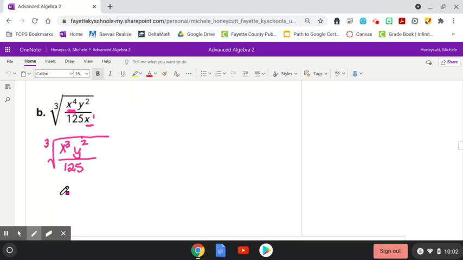So now if I apply that property, I can split this up into the cubed root of x cubed. These two are being multiplied, so I can also break it up into the cubed root of y squared over the cubed root of 125.